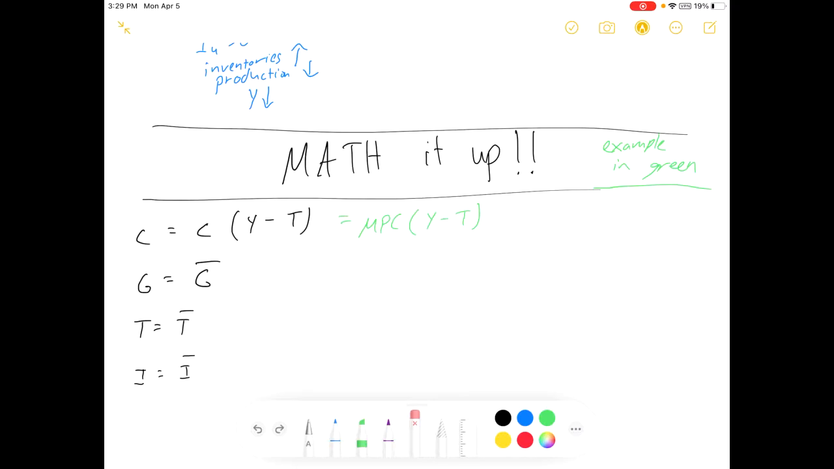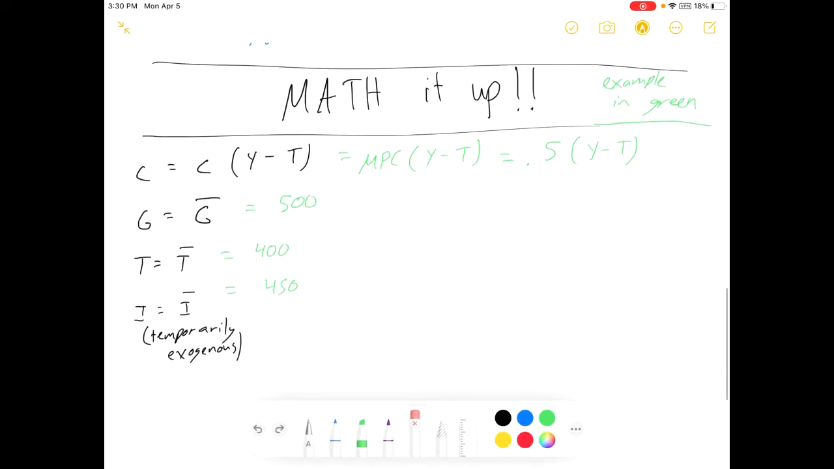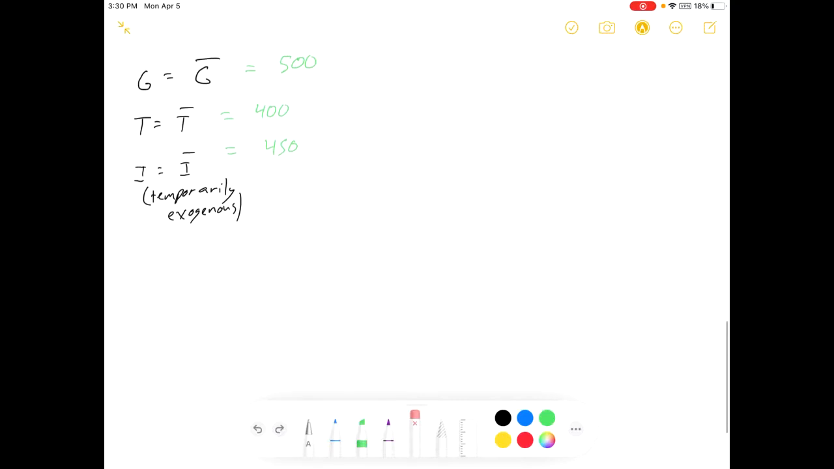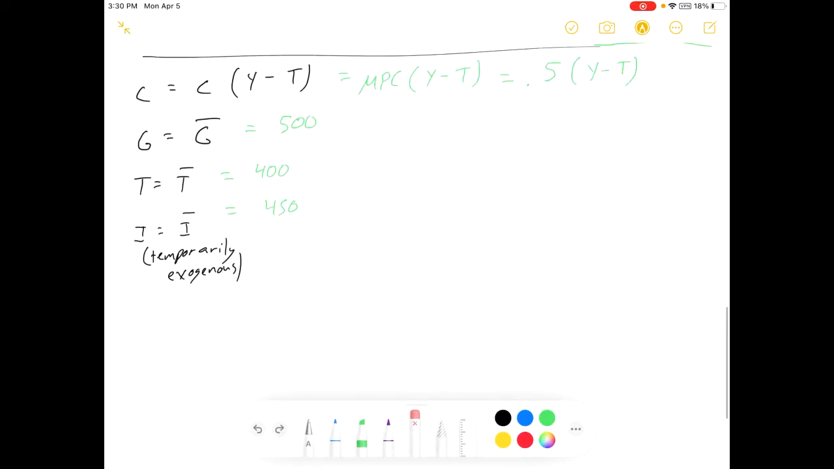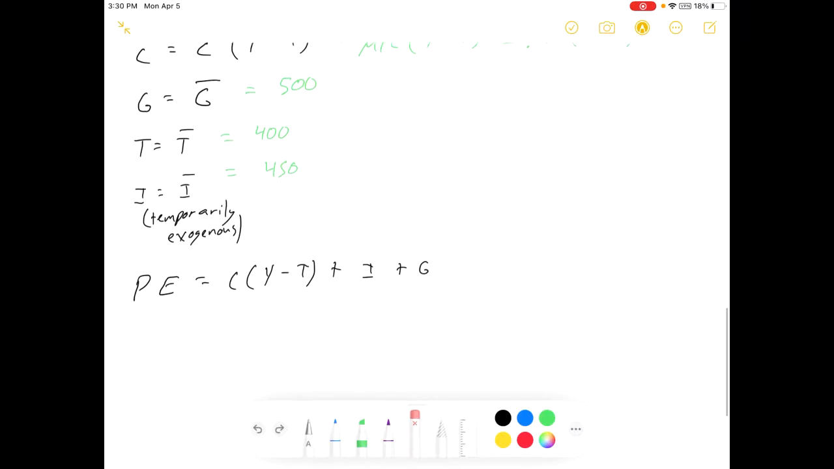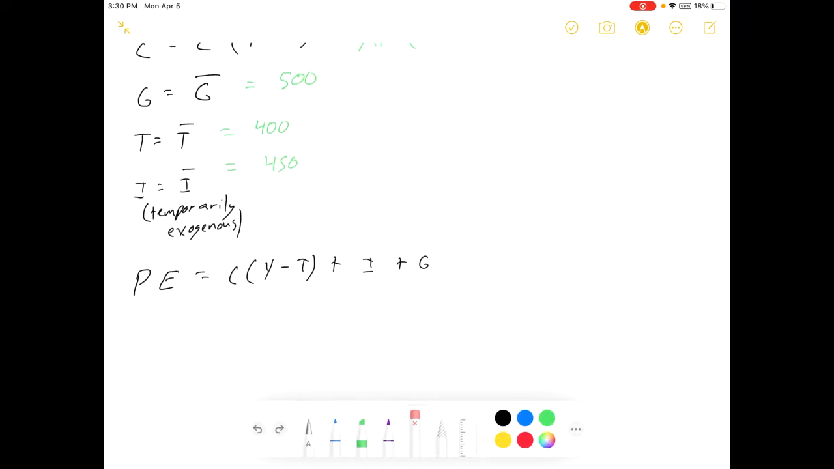Here's a specific consumption function: MPC times (Y minus T). And specifically, let's make the MPC be 0.5, just for fun. G is 500, T is 400, I is 450. And we're only going to let that one be temporarily exogenous. Don't worry, in the next video, when we make it a function of r, we'll be able to build the IS curve. So planned expenditure looks like that: C plus I plus G.